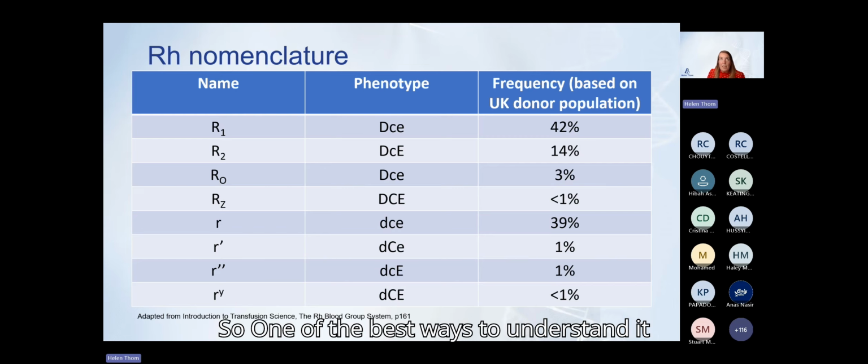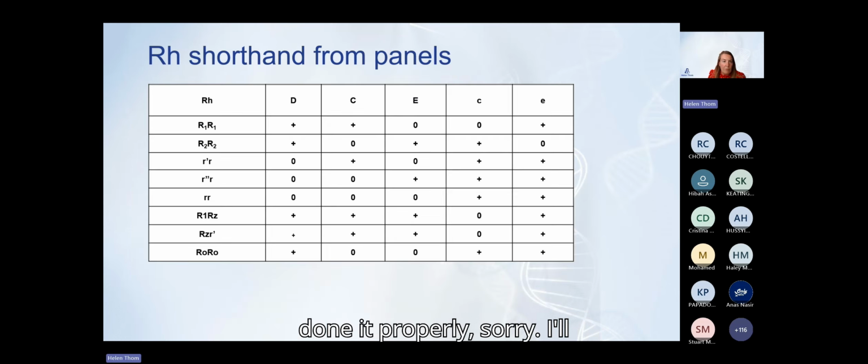One of the best ways to understand it is to learn about the RH nomenclature. This is your Fisher-Race table, as you might call it, and I've very kindly pinched this from the BBTS book, Introduction to Transfusion Science. So if you've got a phenotype there, the first one is D pos. That hasn't done it properly, sorry. I'll move on to this one because it hasn't done what I wanted it to do on the previous one. Your R1R1 would be D pos, big C pos, big E neg, little c neg, little e positive.